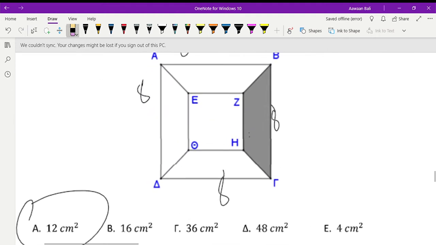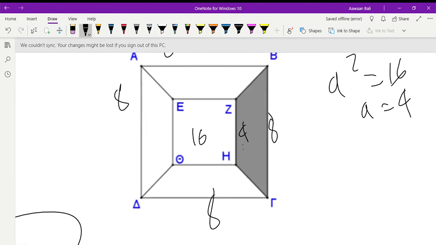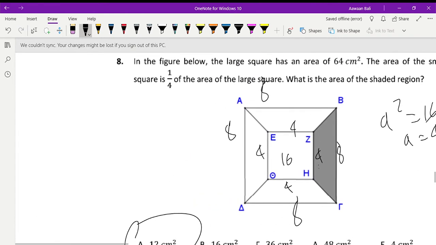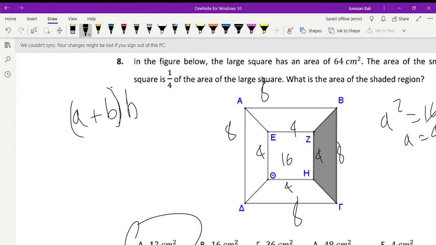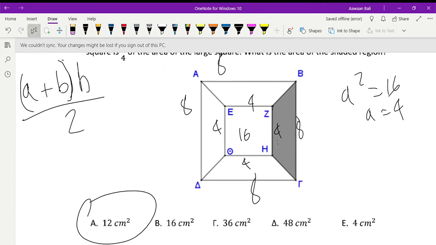So we know this is 16, right? The area of this small square is 16. A squared is 16, so A is 4, which means the sides of all of these are 4. Now the area of a trapezium, like the shaded region here, is A, which is the top side, plus B, which is the bottom side, multiplied by H, which is basically the height of the trapezium, and then divided by 2. Okay, we know the top side's 4, the bottom side's 8. But the thing is, we don't know the height.